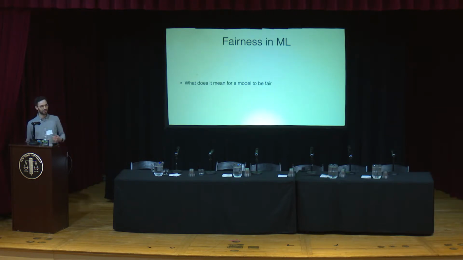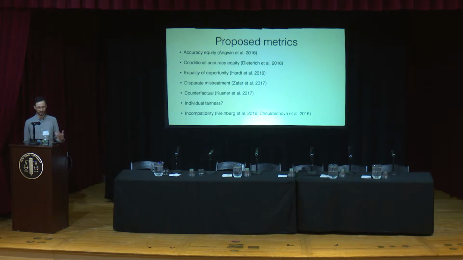So we've been talking a lot over the last few days and over recent years about what it would mean for a machine learning model to be fair, right? There have been a few different proposed metrics. I've got a few here, but apparently there are now at least 21 which have been discussed. So you've got things like your model should be equally accurate on different populations, or maybe it's about equalizing false positive rates. Maybe it's about counterfactual fairness.